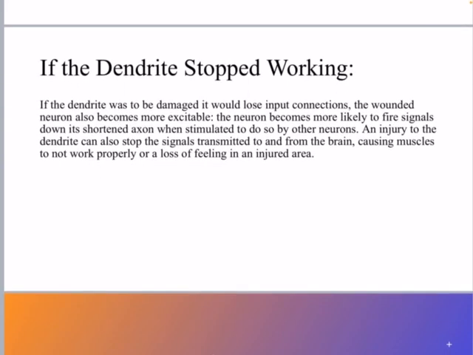If the dendrite was to be damaged, it would lose input connections. The wounded neuron also becomes more excitable. The neuron becomes more likely to fire signals down its shortened axon when stimulated to do so by other neurons. An injury to the dendrite can also stop the signals transmitted to and from the brain, causing muscles to not work properly or loss of feeling in an injured area.